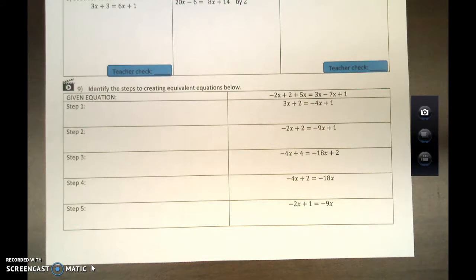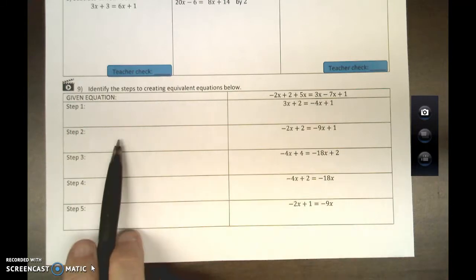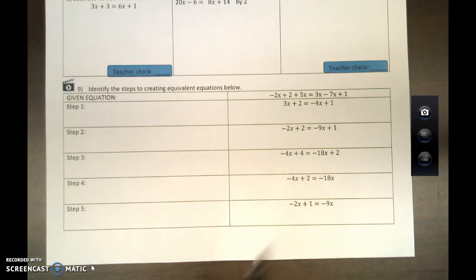Alright, the last station, you're just identifying the steps. So you're given this equation here. So this is our equation to start off with. Something is happening as we move down from step to step to step, and we're just identifying what that operation is that's happening.